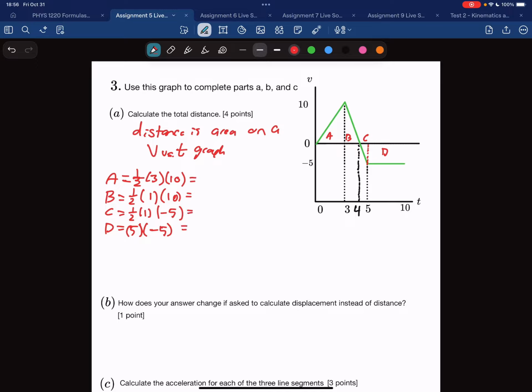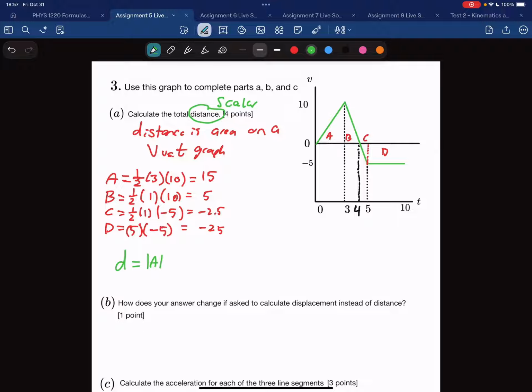Equaling all of these out, I get 15, 5, -2.5, and -25 as my numbers here. And we are looking for distance. This is a scalar. So for distance, this is total distance traveled. So we need to look at the absolute values of these numbers.